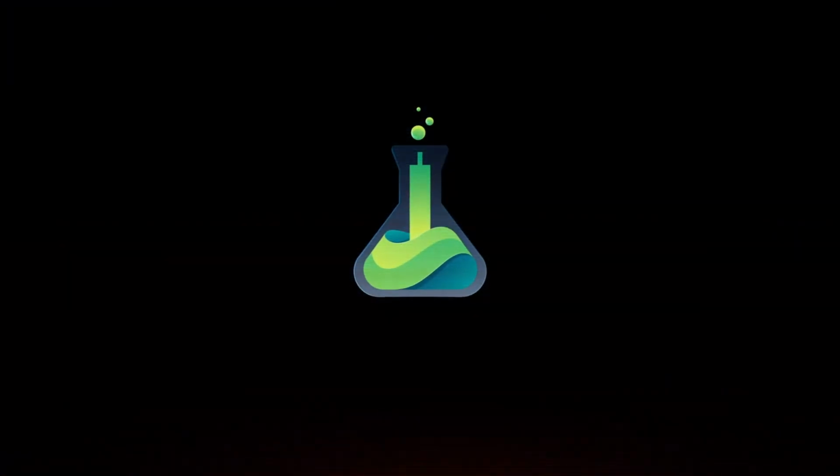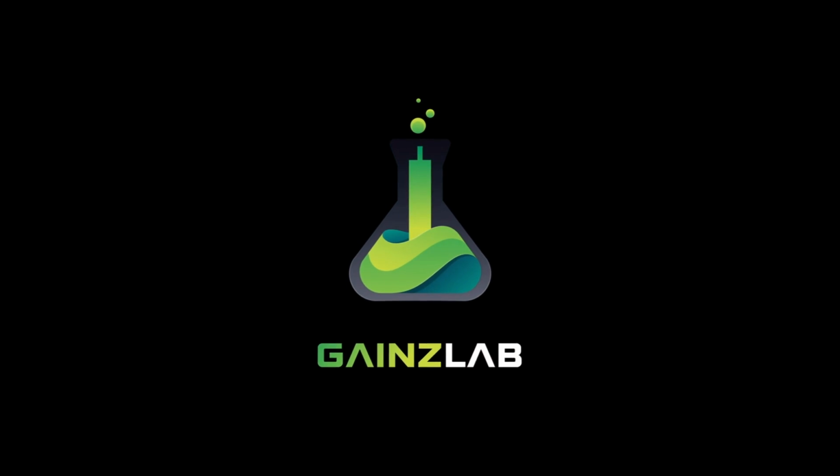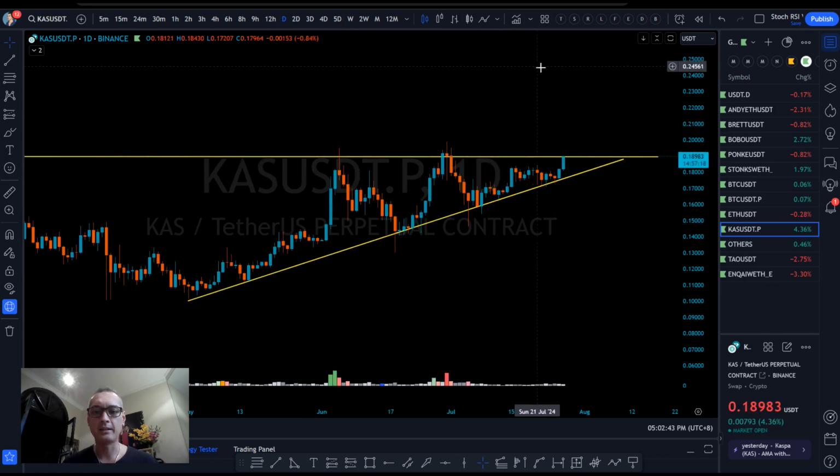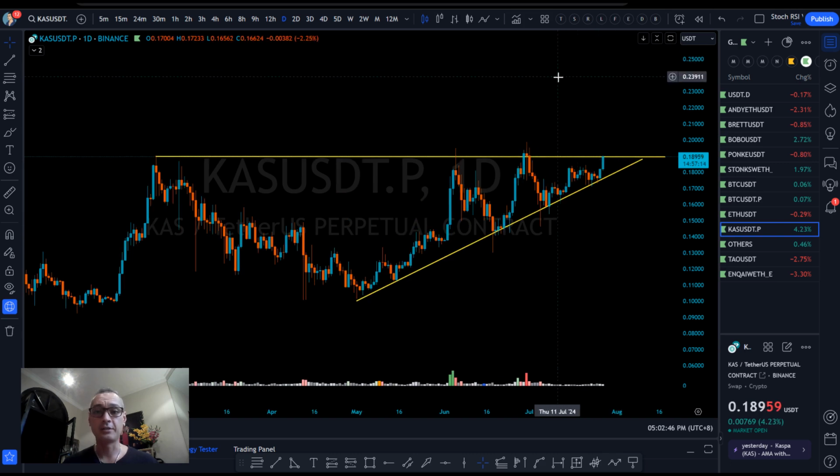Hey, what's up, guys? I am about to show you a pretty exciting setup here on KAS, Kaspa, and I'm not going to go into fundamentals at all, actually. This is a purely technical analysis setup that I identified. This thing looks like it's ready to explode.